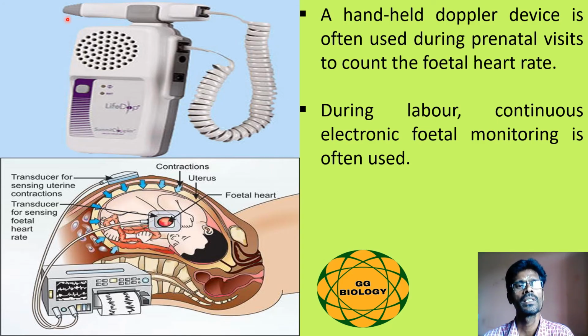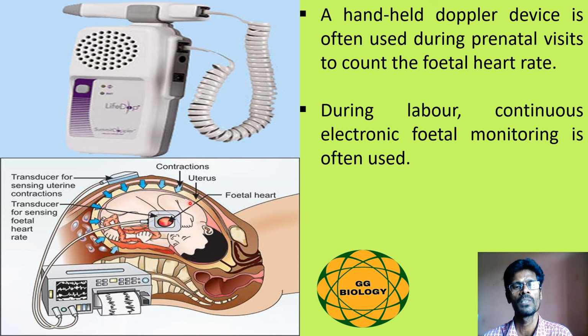The next one is the compact handheld device called the Doppler device. As shown in this picture, the Doppler device is used for counting the fetal heart rate. A handheld Doppler device is often used during prenatal visits to count the fetal heart rate. During labor, continuous electronic fetal monitoring is often used.